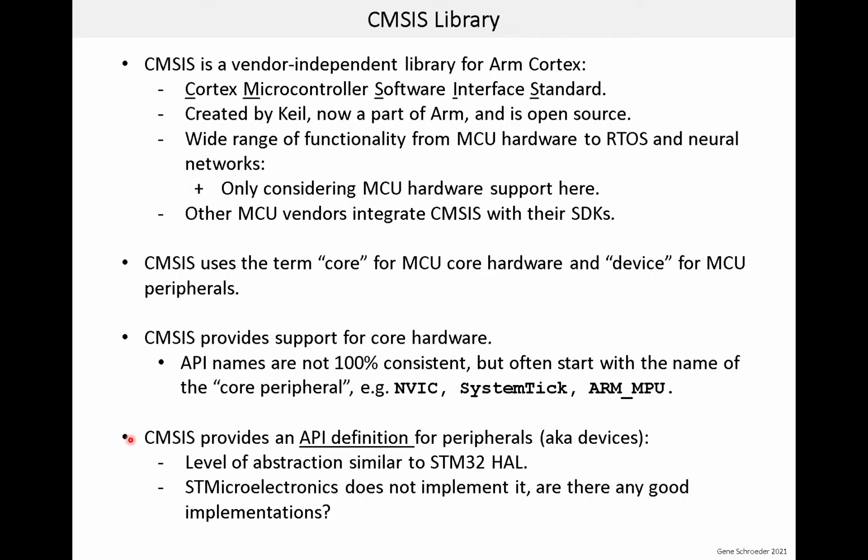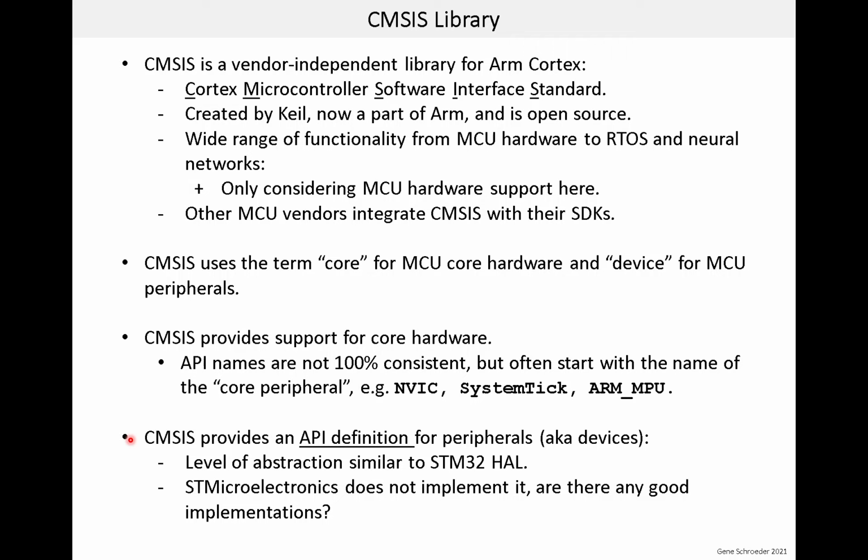Beyond the core hardware, CMSIS provides an API definition for peripherals, or what they call devices, which would be things like a UART or a DMA controller. Looking at the API, the level of abstraction, I would say, is similar to STM32 HAL. It's higher level procedures it supports and so forth. However, ST Microelectronics does not implement to this API.